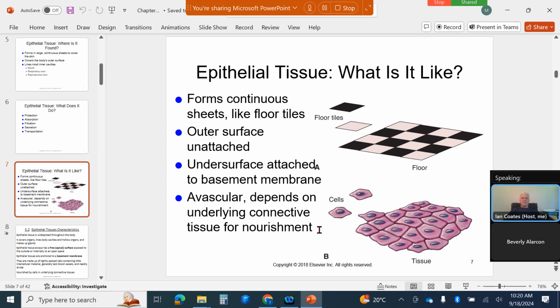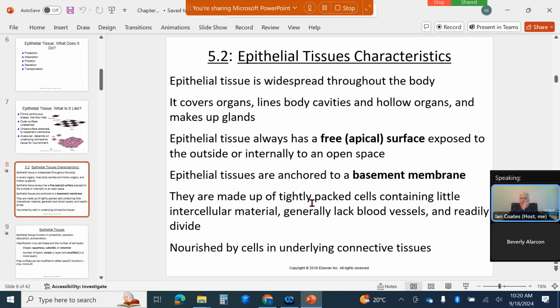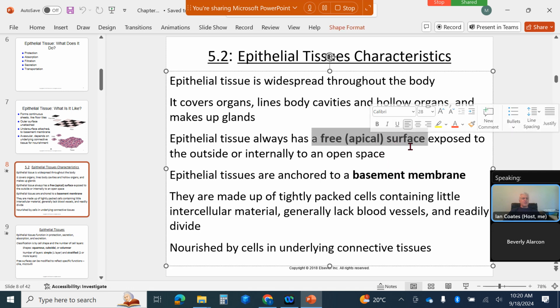Epithelial tissues tend to be avascular, depending on the underlying connective tissue for nourishment. The epithelial tissue is widespread throughout the body, covers organs, lines the body cavities, and makes up glands. It always has a free surface to it. And you think, your digestive tract, your respiratory tract, what does that really mean?